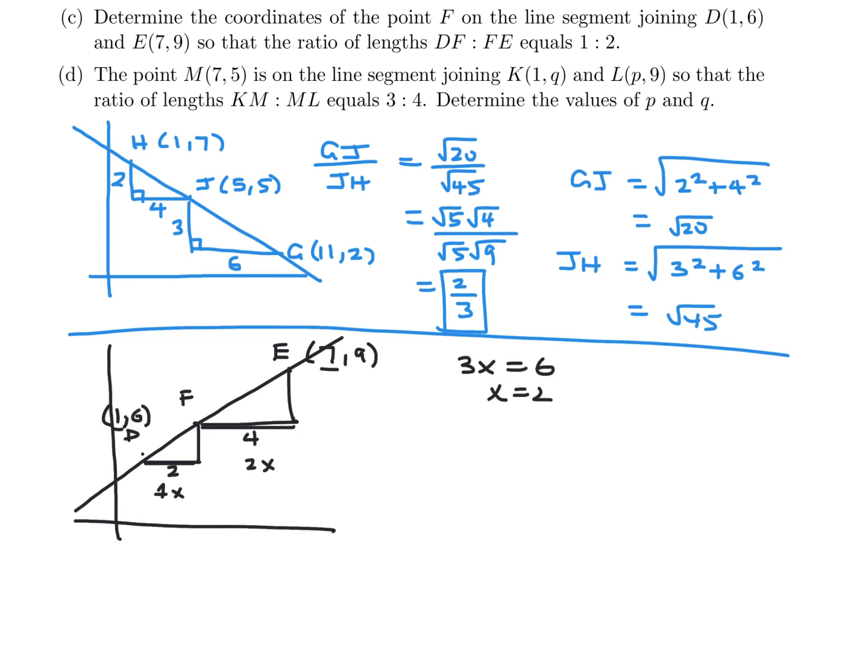So that means for F, you're going to the right 2, so that's going to be a 3 there. And then by the same principle, we'll figure out the y-coordinate. Let's say this is y, this would be 2y. And going from 6 to 9, that's 3. So 3y is 3, so y is 1. So this is 1, and this is 2. If you're going up 1 from 6, it would be 7. So the coordinates of F are (3, 7).